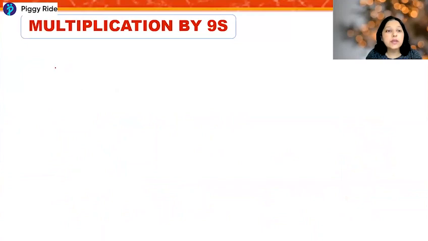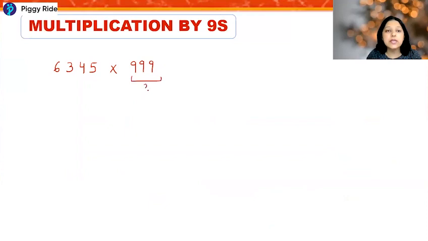Suppose you have the next one like 6, 3, 4, 5. Okay, I have taken now a 4-digit number and I want to multiply it with 999. So it is looking a little difficult, but it is not difficult with the help of Vedic maths.